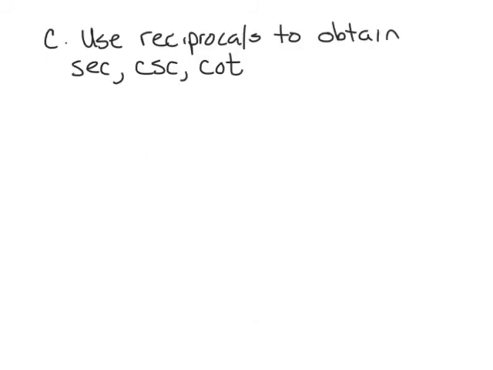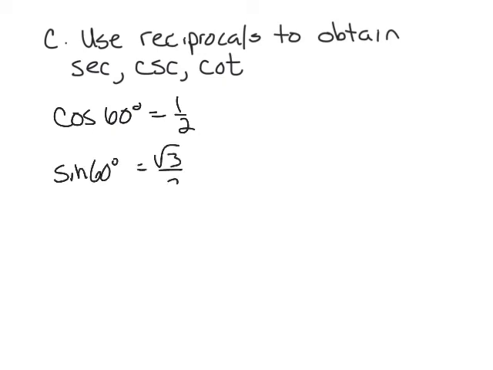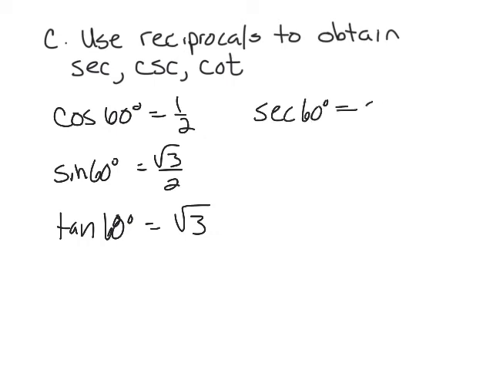And then just one more thing to note, if you have sine, cosine, and tangent, you can just use the reciprocals to obtain secant, cosecant, and cotangent. So let's say the cosine of 60 degrees is 1/2. Remember the sine of 60, we'll just do this quickly, is radical 3 over 2. And the tangent of 60 is going to be radical 3. So the secant of 60 degrees is the reciprocal of 1/2. It's going to be 2.